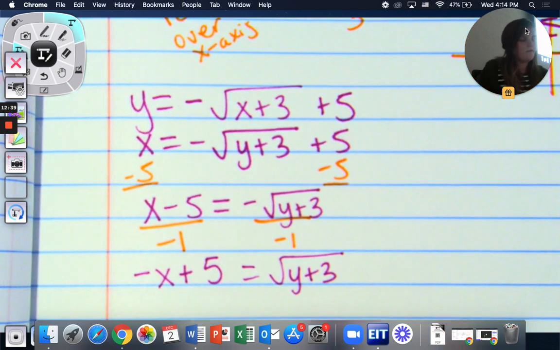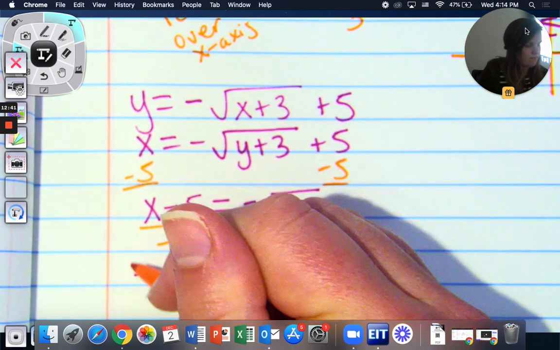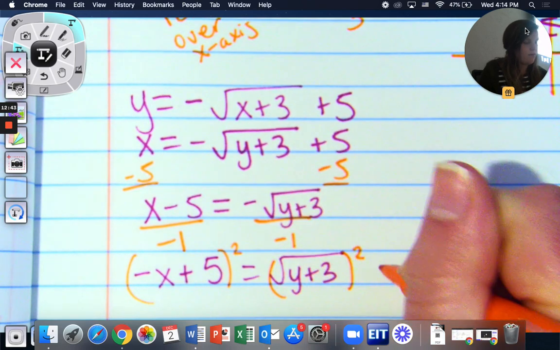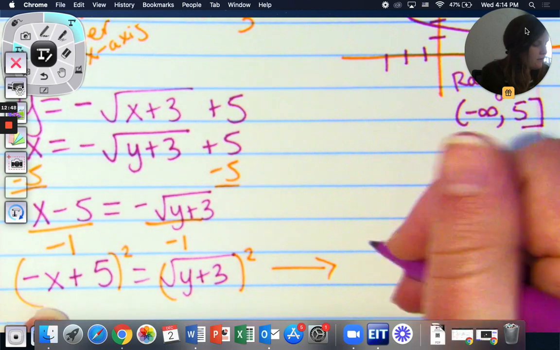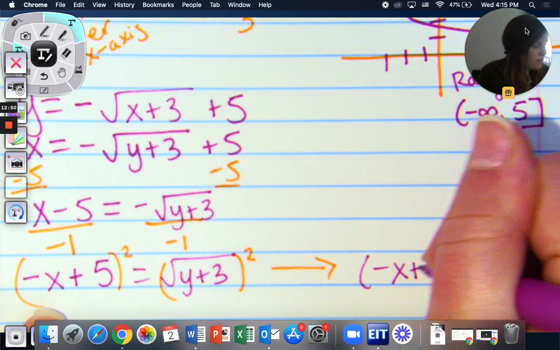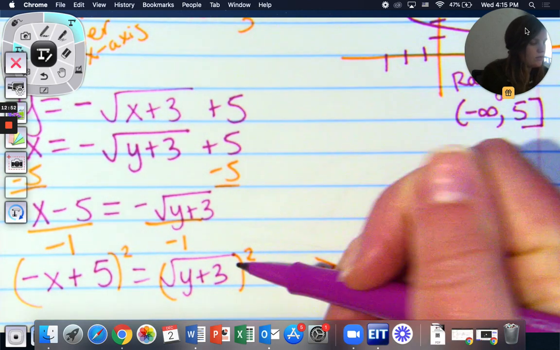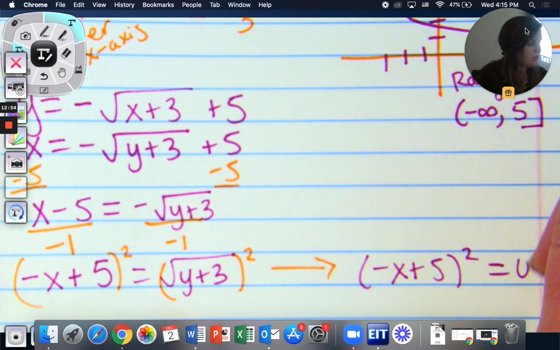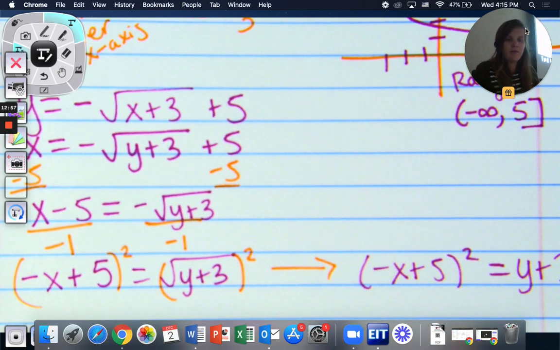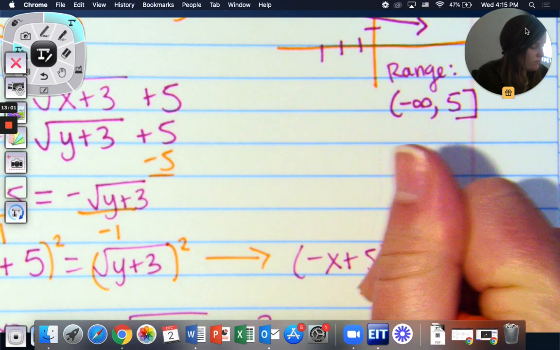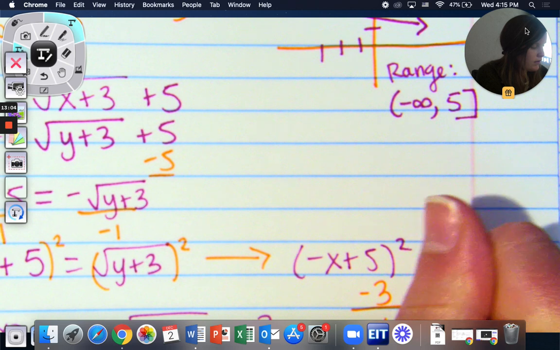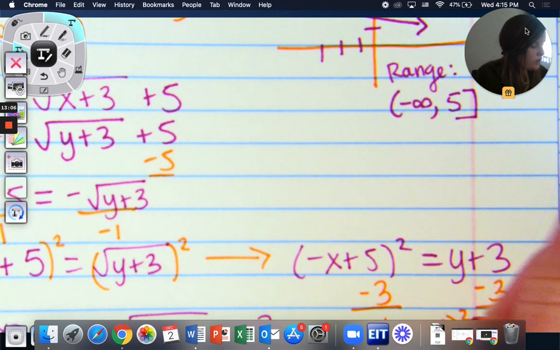Square both sides. Come over here because I'm running out of room. So then we have negative x plus 5, squared, equals, the square and square root cancel, so y plus 3. Last step is to subtract 3. So we have negative x plus 5, squared, minus 3 equals y, which again you can replace with the f inverse.